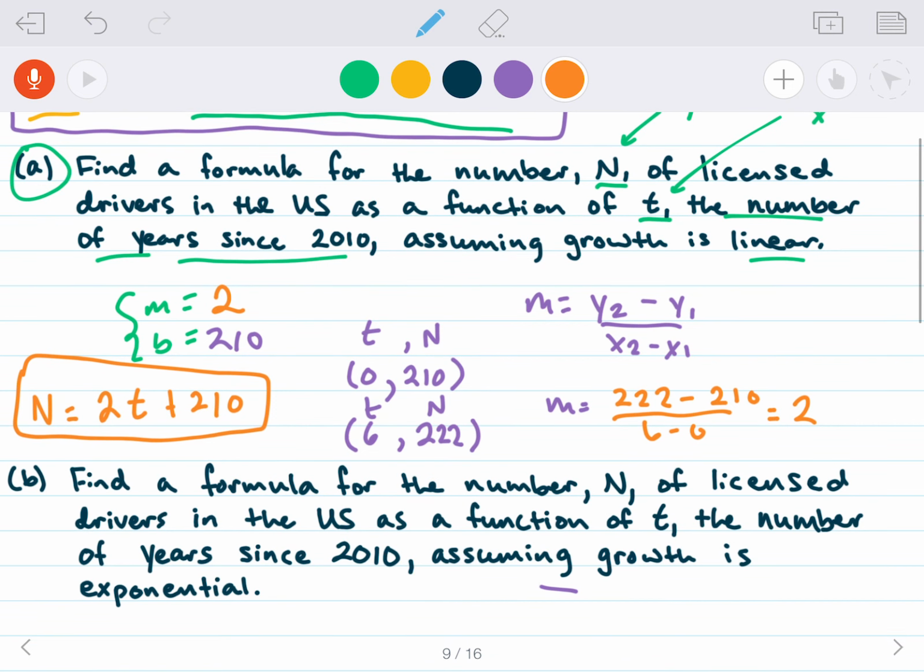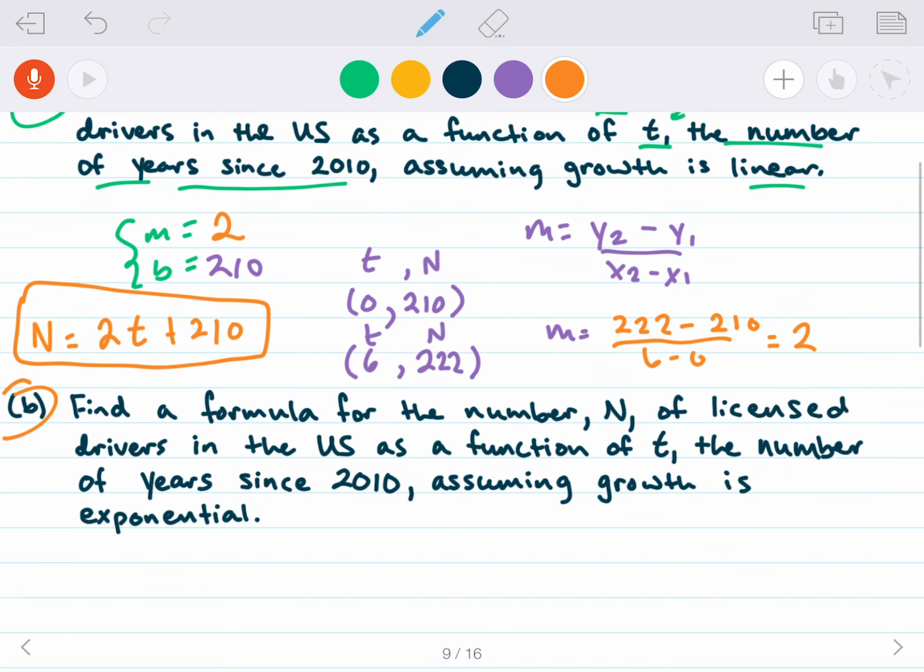Now let's take a look at part B. It says, now let's assume that the situation is exponential. So now we want to find a formula, again, for n, the number of drivers since 2010, assuming it's exponential growth. We need 2 things for exponential growth. We need the initial value, which we know is 210 from the linear part. We already said the starting value is 210. And we also need the base. We need the growth or decay rate. Now we're growing here, so we know it's going to be a growth rate, but we're not really sure how to get there.